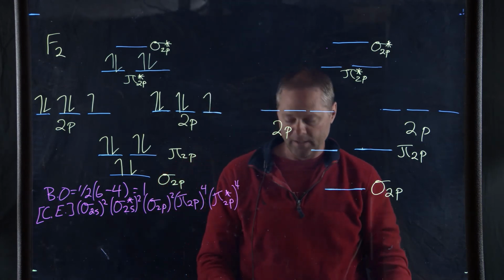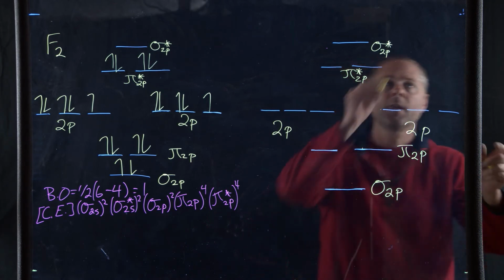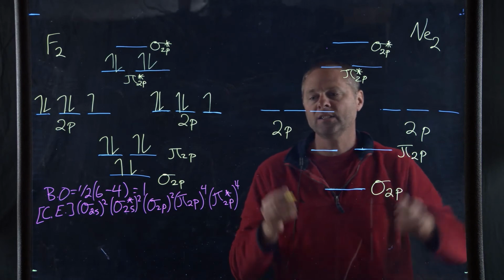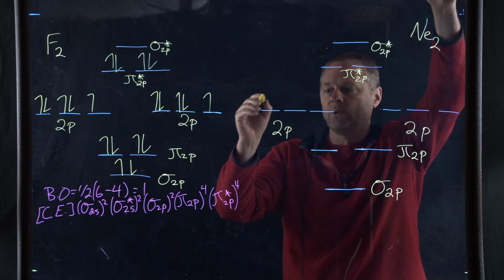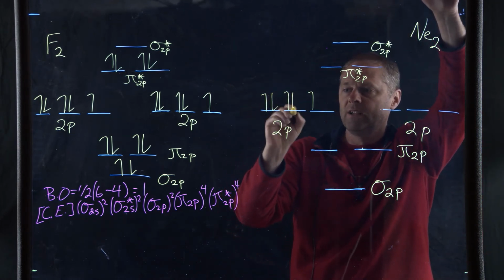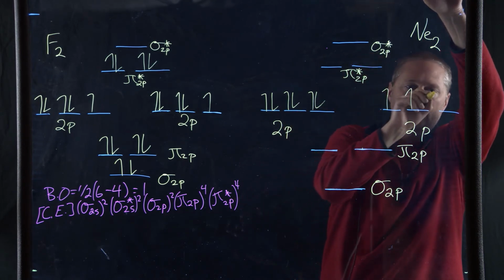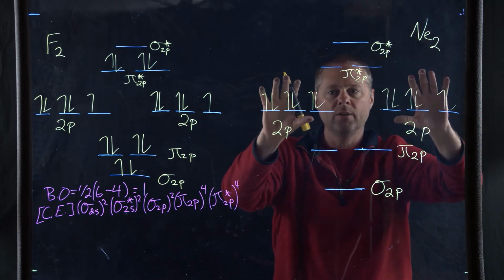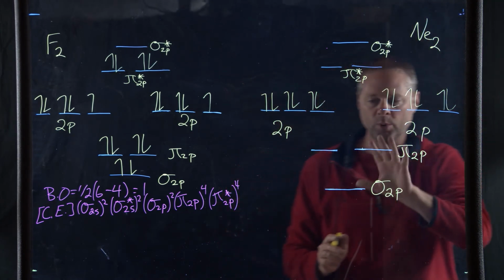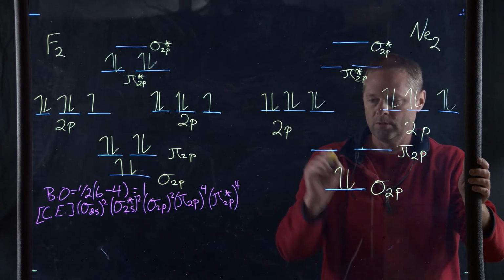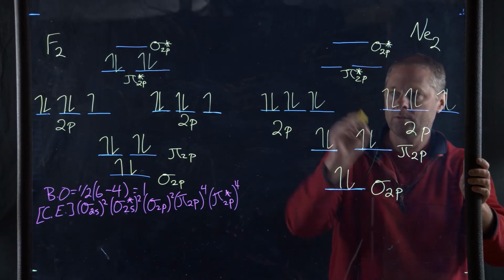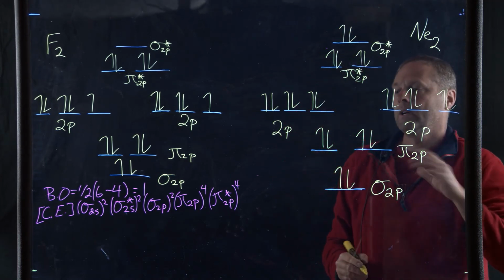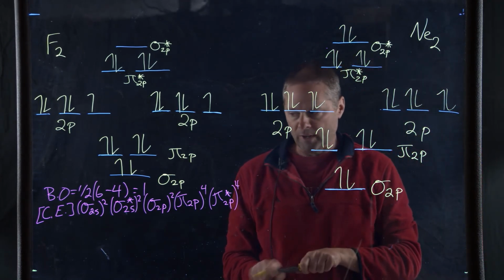Next, and finally, we're going to go to neon. This becomes now neon 2. Now neon is going to have, remember, a full octet, so it's going to have 2p6 in each neon. So this would be one neon atom, this would be another. So we have 12 electrons we have to put into this molecular orbital. So we filled up the entire molecular orbital now.